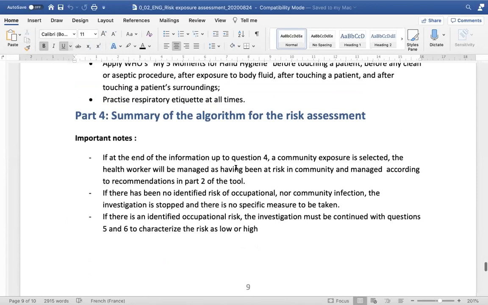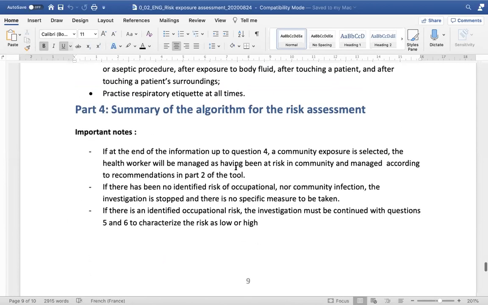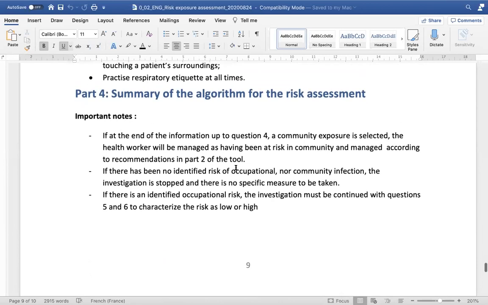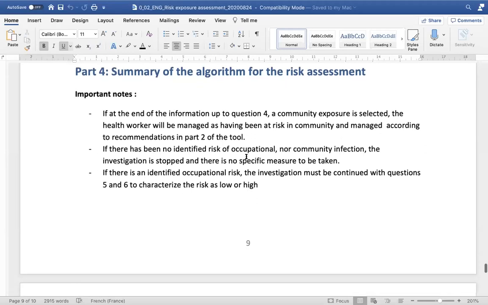Basically, what we're saying here is that this document comes with a caveat: at times the healthcare worker is low risk, but there's community exposure. So then you need to also consider community exposure in these healthcare workers. And then we also need to identify occupational risks and continue investigations as per questions 5 and 6.